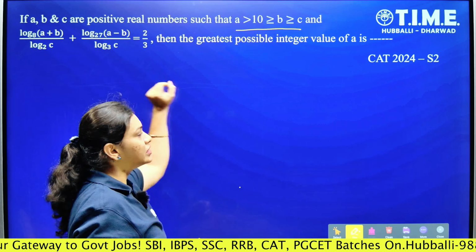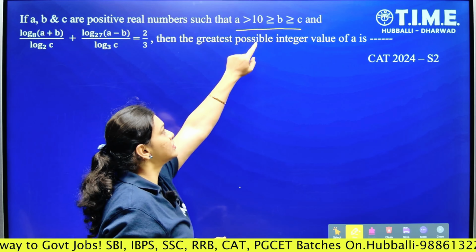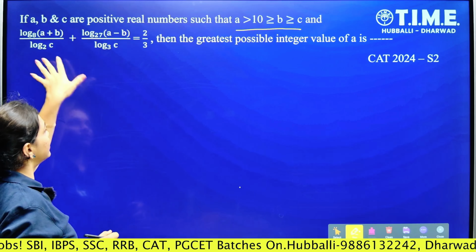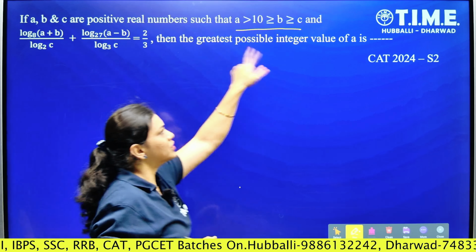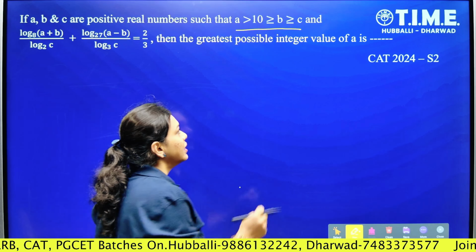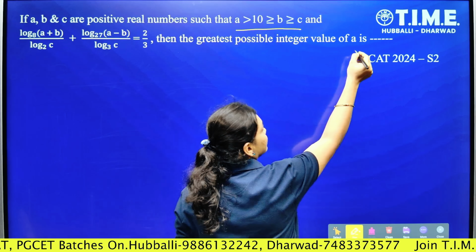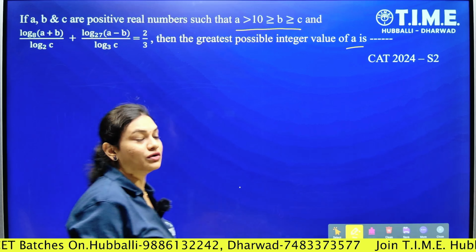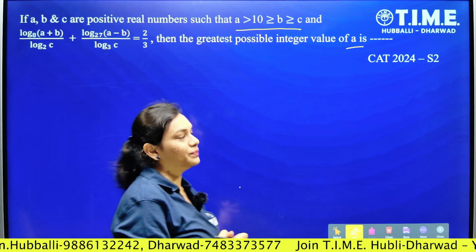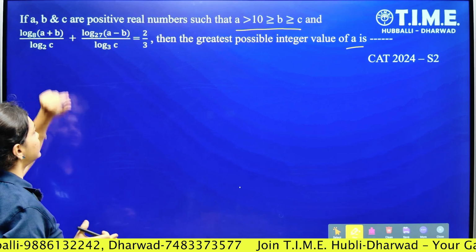Whatever the given condition is, we can use it right afterwards, and the logarithm expression is given. Then it asks for the greatest possible integer value of A. Okay, so we have to find the greatest possible integer value of A. So first we will analyze this question.